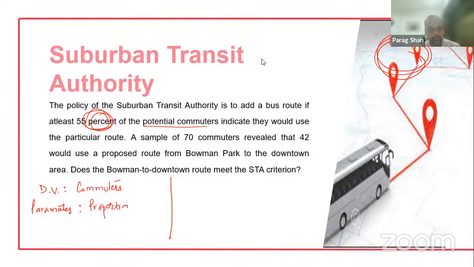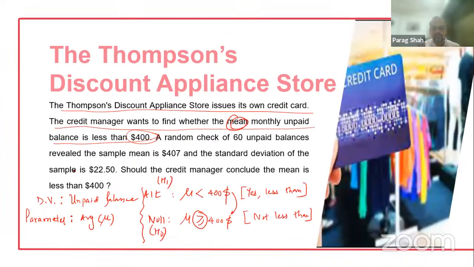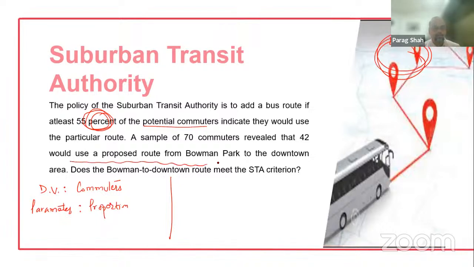Yes, Shruti, percentage means proportion. Now we'll decide null and alternative. What is the condition? At least 55 percent of the potential commuters indicate they would use a particular route. What is the question asked? Does the Bowman to downtown route meet the STA criteria? STA is Suburban Transit Authority. Does it meet that criteria?